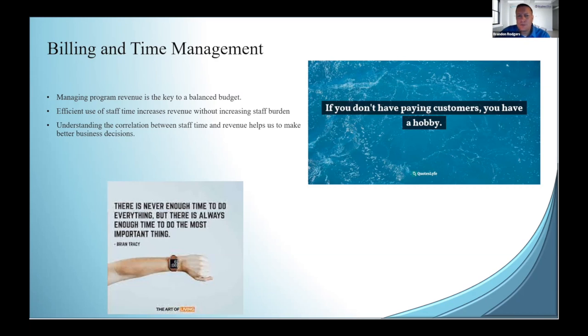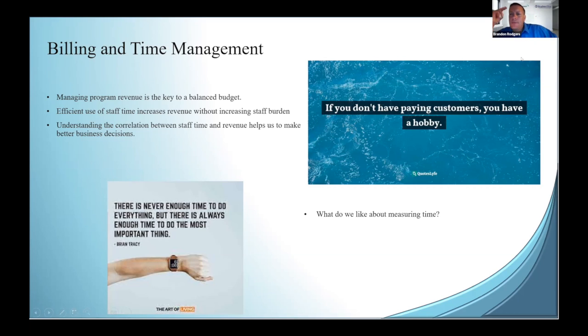Understanding the correlation between staff time and revenue also helps us make better business decisions. So if I know that my staff have to dedicate 4 hours a day to billable activities to meet my budget, then I know how I can make better business decisions about what I encourage them to do, how many staff I need, etc.